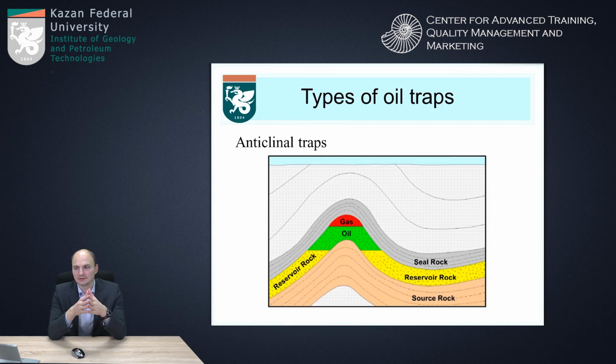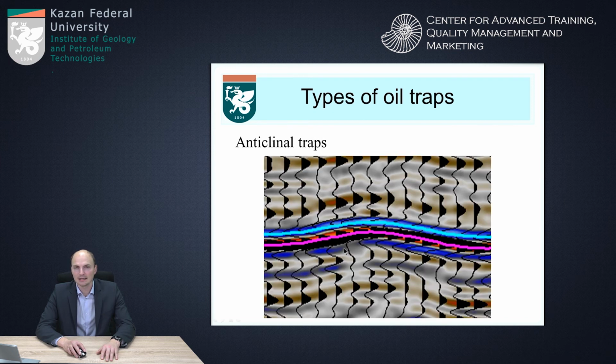There are several types of oil traps. The first type is the anticlinal trap. In this case, we have a certain bend in the reservoir layer covered by a certain seal, like the cap rock. In this anticline, we can collect a huge amount of oil and gas. In the seismic data, it looks like it's shown in that picture. So the uplifting of the reflection and then down, it falls down.